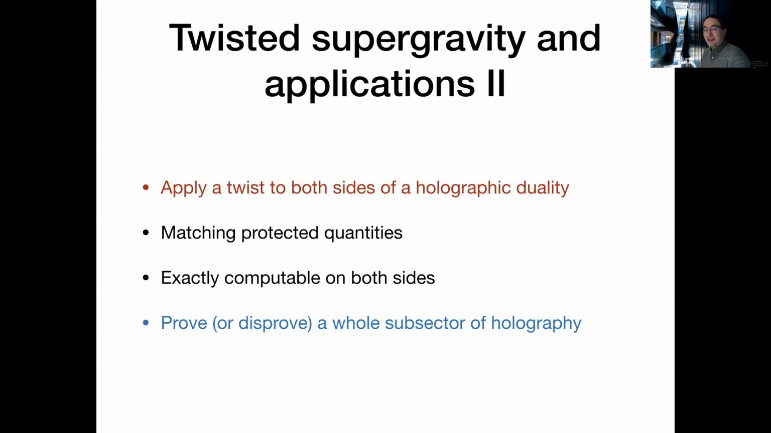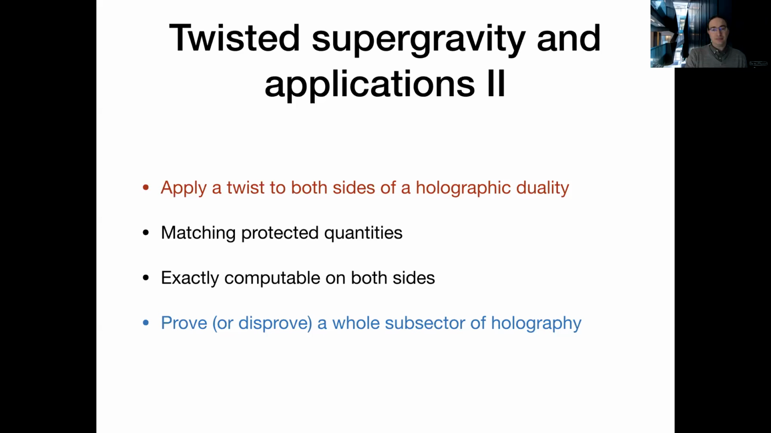And if it's correct, you can perhaps start studying, if you choose your twist judiciously, non-trivial questions about quantum gravity. I don't know which subtle points will contribute to the twisted supergravity path integral in order to reproduce the twisted quantum field theory result. This is a sort of question which might teach you something about the original physical theory as well. So this is a second motivation.